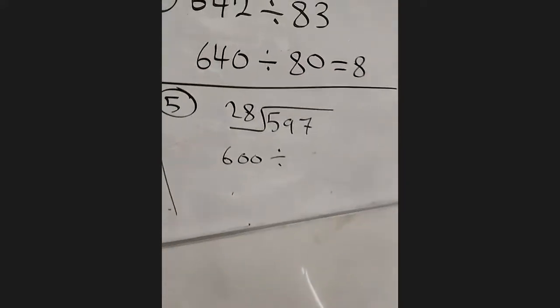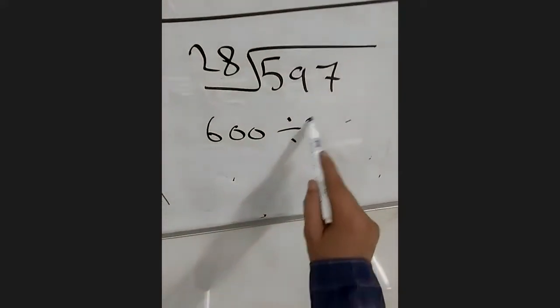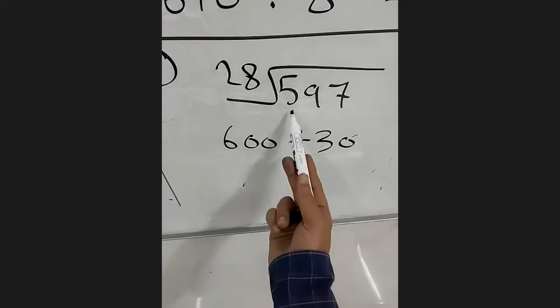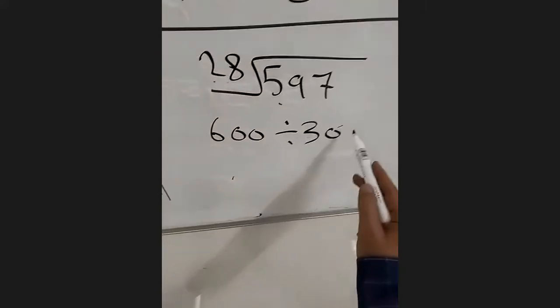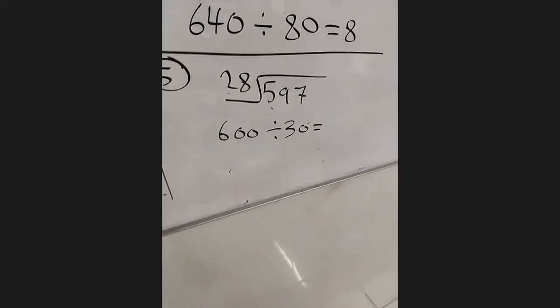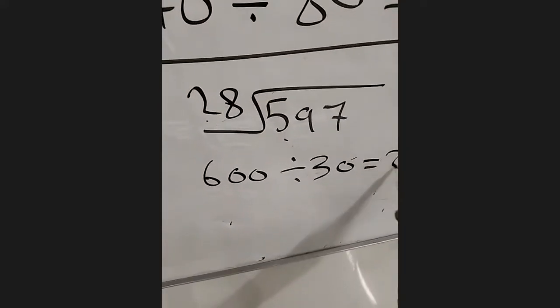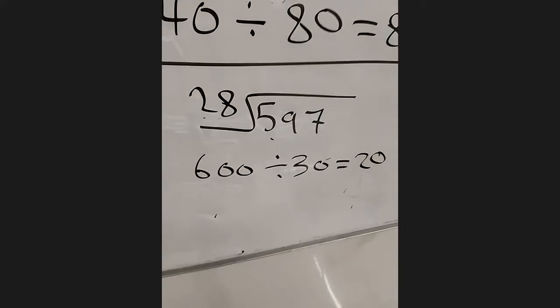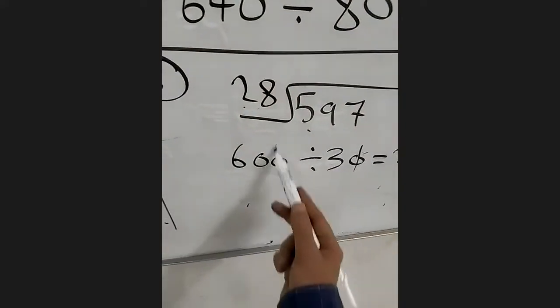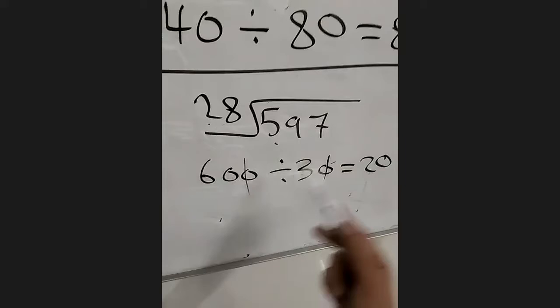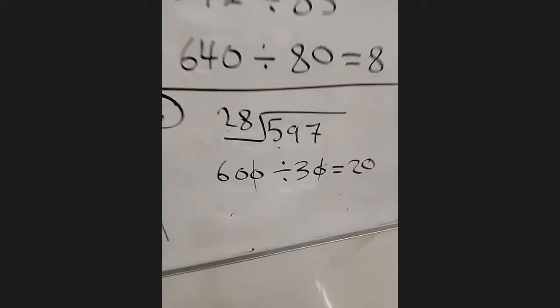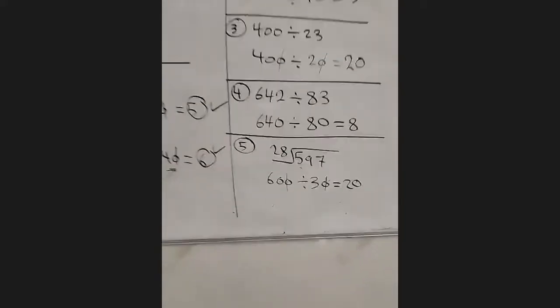It will be 30. Excellent. So you round the 5 and you round the 2. Yes, and the answer will be 20. Why 20, Ziyad? Because we cross the 0 of 30 and the 0 of 600. So 6 divided by 3 is 2, still with one 0. So the estimation is 20. Excellent.